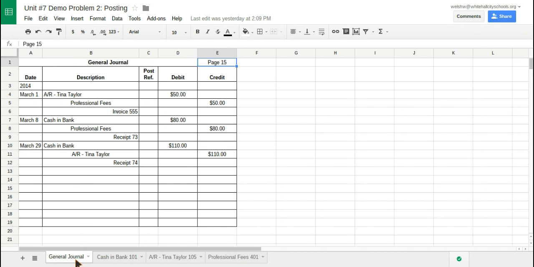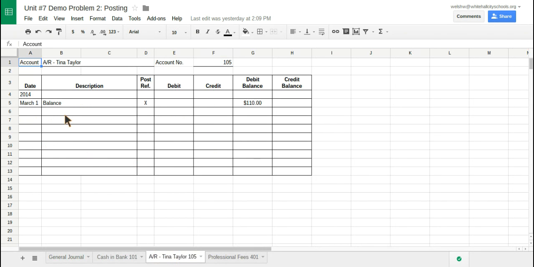So what we do is we just go straight down our general journal. In this case we'll start on March 1st, the first line. So on March 1st, accounts receivable had a debit of 50. So we go to our accounts receivable, and remember this is page 15. We start here. March 1st. We reference our journal page. So G15 is our general journal page. There was a debit of 50.